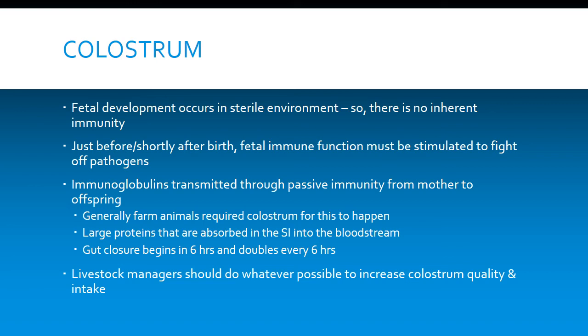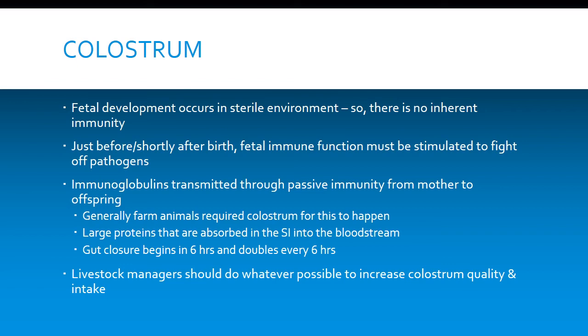So those immunoglobulins that are transmitted through passive immunity from mother to offspring, it's very, very important. Generally, farm animals require colostrum for this to happen. There's a lot of those things that are absorbed right away into the bloodstream.